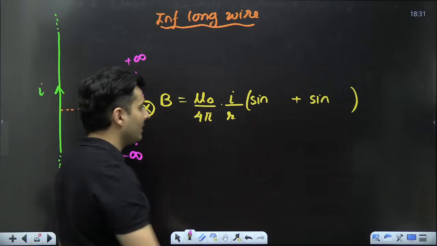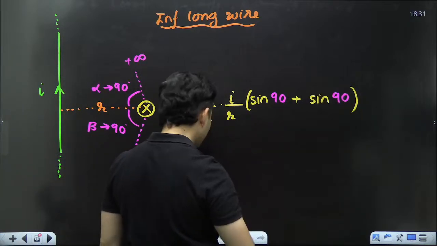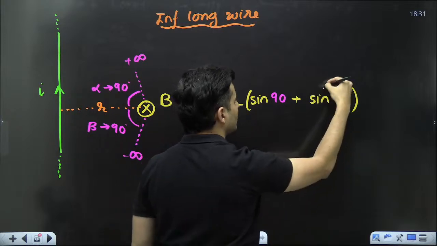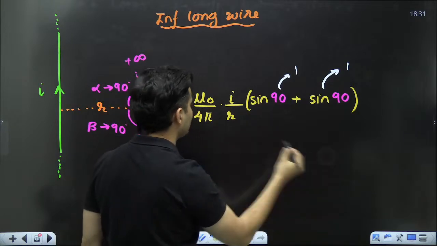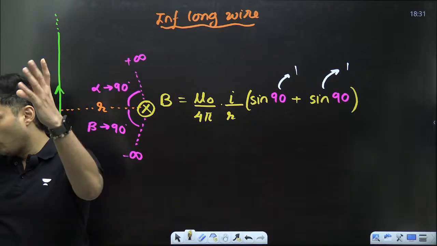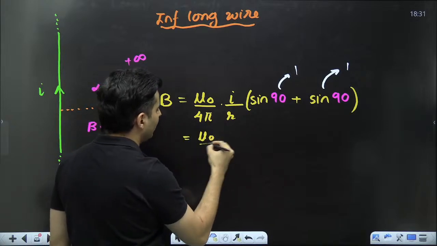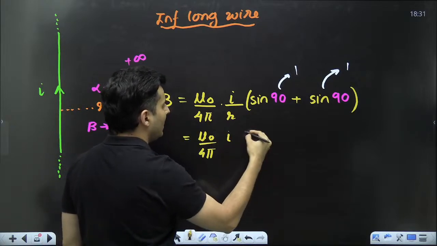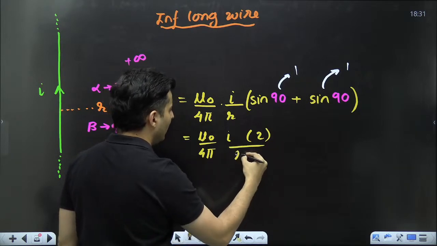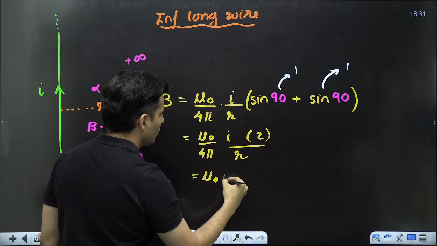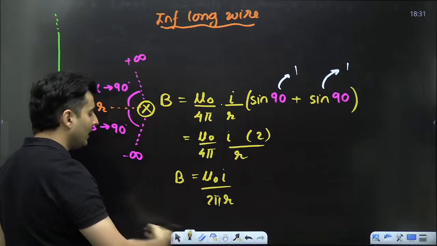So what are those angles? Technically speaking, it is sine 90 and sine 90. And what is the value of sine 90? Everybody knows. Sine 90 is 1. Everybody with me on this? Exactly. So this will just become mu naught divided by 4 pi I times sine 90 plus sine 90, which is basically 1 plus 1, which is 2, divided by R. So hence it becomes mu naught I divided by 2 pi R. So that is the magnetic field.